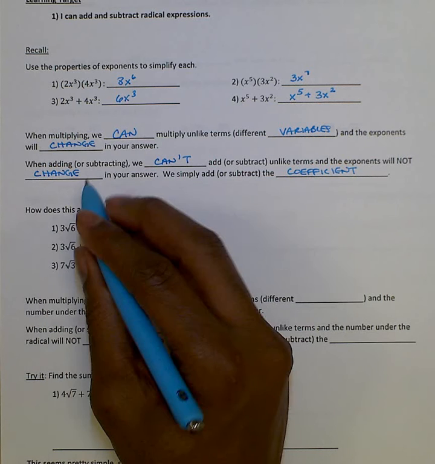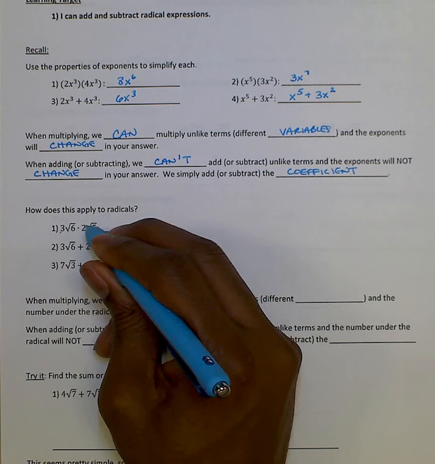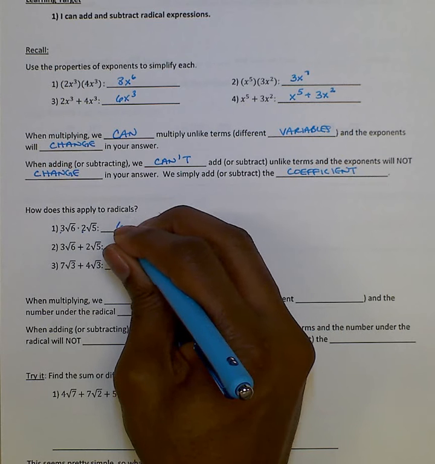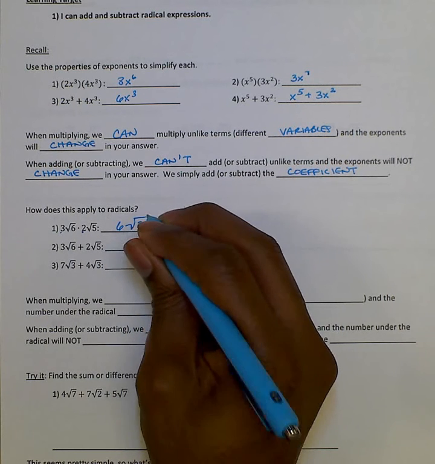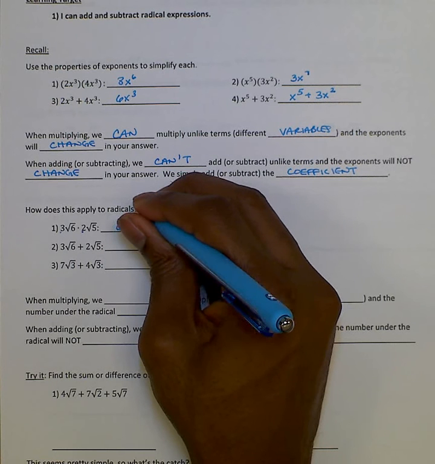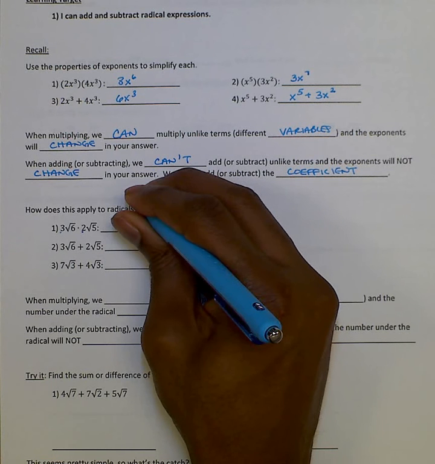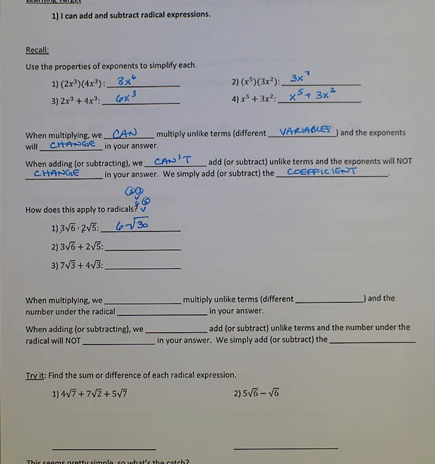Our outsides, 3 and 2, 3 times 2 gives us 6. Our insides, 6 and 5, that gives us 30. Generally we want to make sure that we are simplified as much as we can be. There's no pairs stuck in here, and there are not. So 6 radical 30 is our final answer.